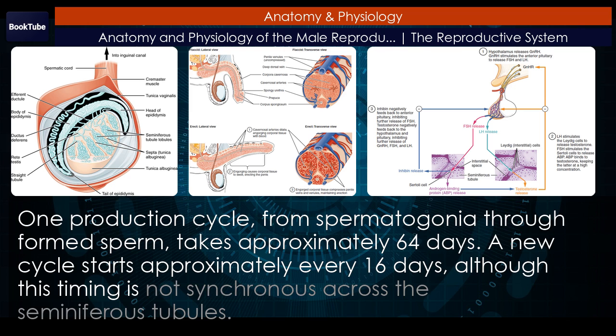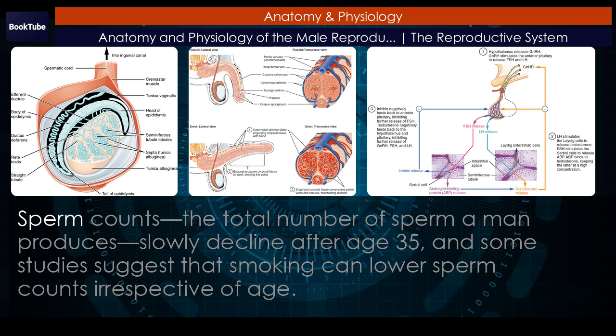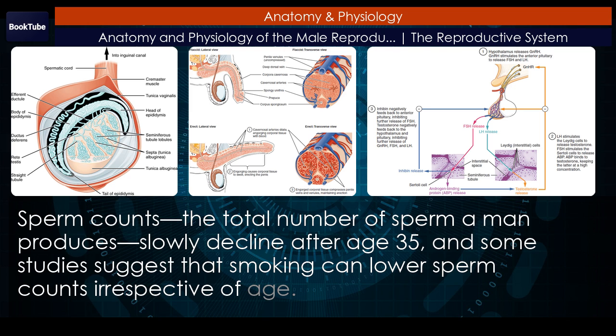Although this timing is not synchronous across the seminiferous tubules, sperm counts, the total number of sperm a man produces, slowly decline after age 35, and some studies suggest that smoking can lower sperm counts irrespective of age.